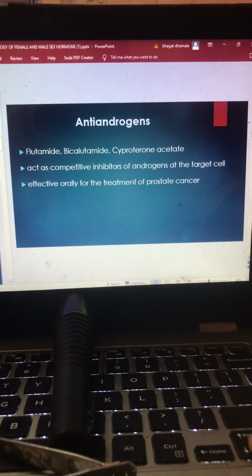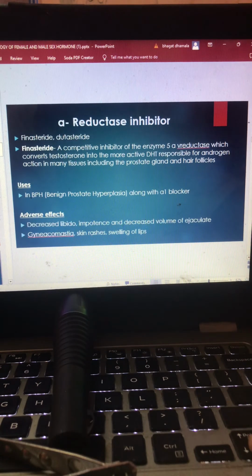Now the anti-androgens. Anti-androgens act as competitive inhibitors of androgens at the target cells. They act effectively when taken orally and are usually effective in prostate cancer. The anti-androgens are flutamide, bicalutamide, and cyproterone acetate. Now talking about another group of drugs, the 5-alpha reductase inhibitors, we have finasteride and dutasteride.